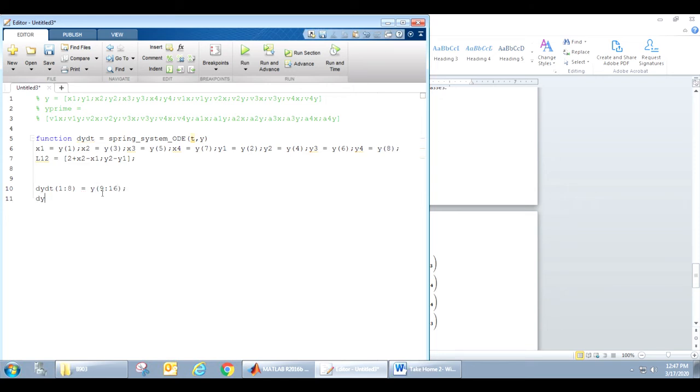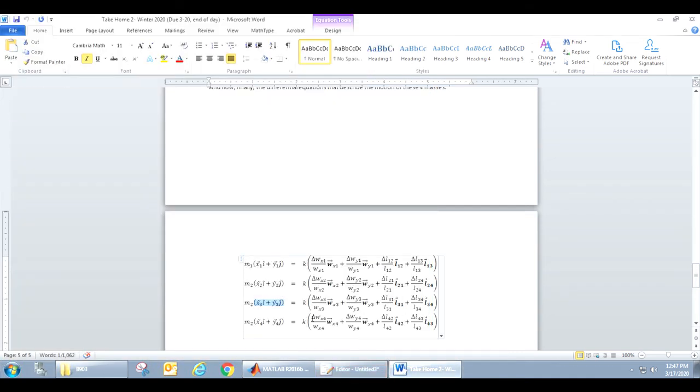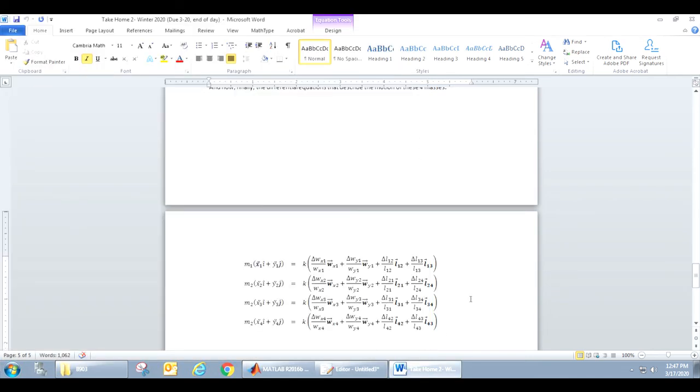dy dt 9 to 16 is more complicated. dy dt 9 to 16 is going to come down to all of these. And I would probably make them 2 at a time. So I would do 9 and 10 first. And it would be k divided by m times, well, let's write this out. What does it say? I'm going to call it dwx1.